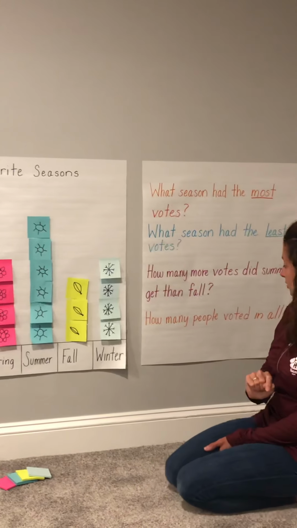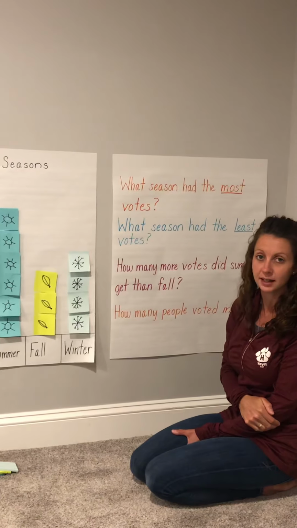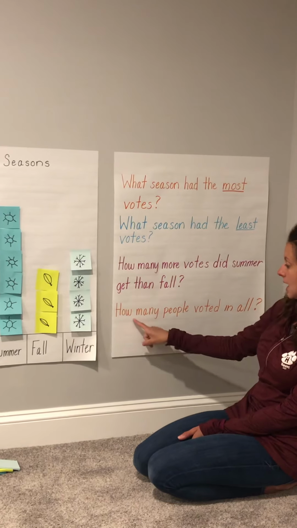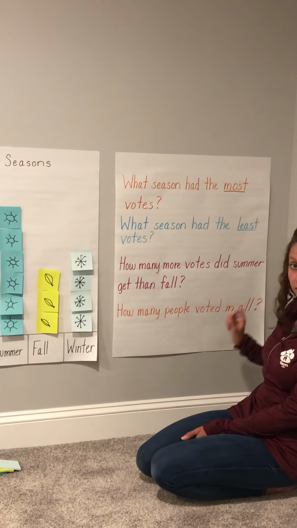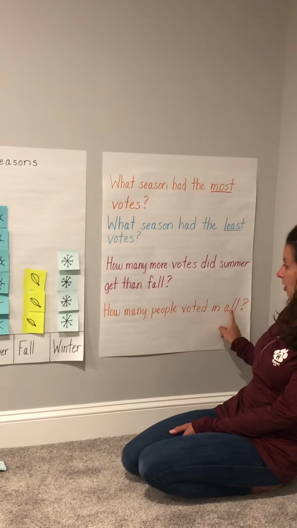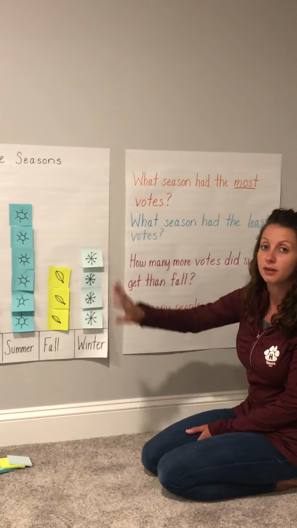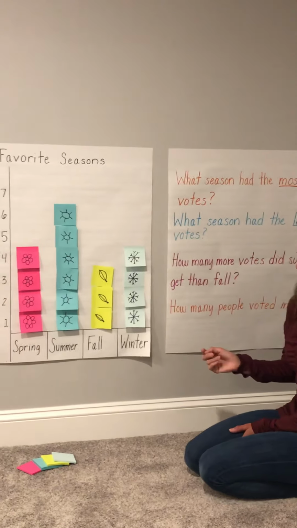And here's another tricky one. This one seems to get a lot of kids when we work on our graphs. It says, how many people voted in all? My keywords here are in all. That means how many friends in all did I talk to? How many votes did I take?